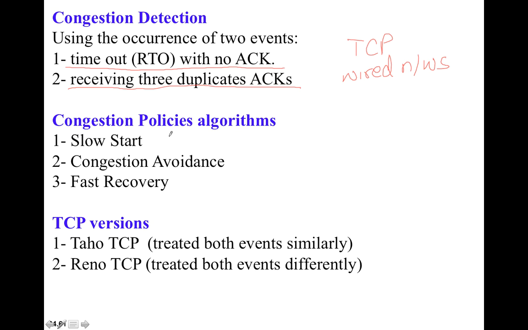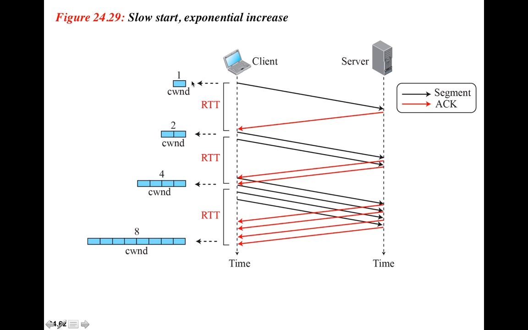Congestion control policies, we have 3. We have the slow start mechanism, we have congestion avoidance, and we have fast recovery. So how does the congestion window work? Initially the congestion window will be set to 1.